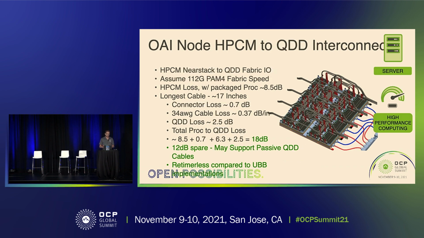And then if we look at the routing to the QDD and we do the analysis there, it takes 18 dB to get to the QDD. And so we've got plenty left, so we don't have to use retimers there either. And you've also got 12 dB spare. That may even support a passive copper cable linking two servers next to each other. So you could go retimerless all the way into a neighboring server between the two processors.